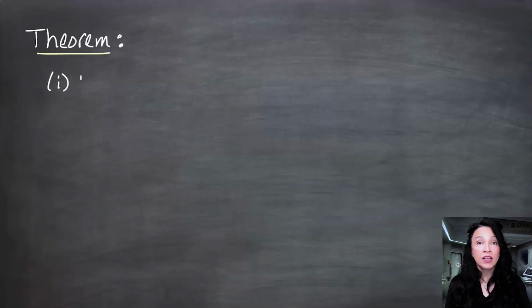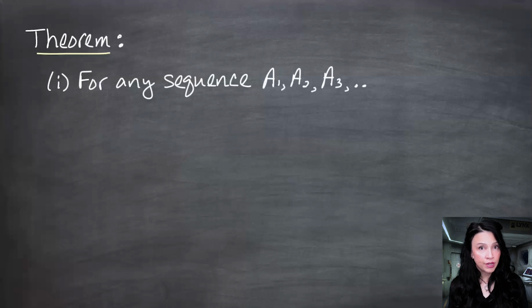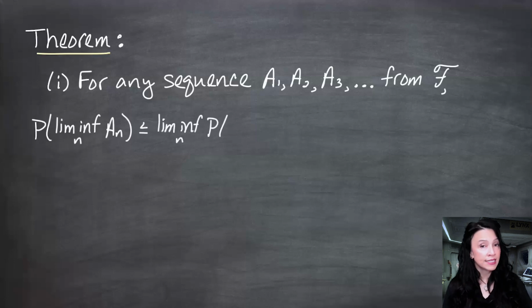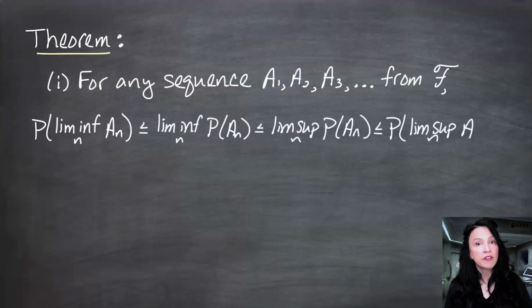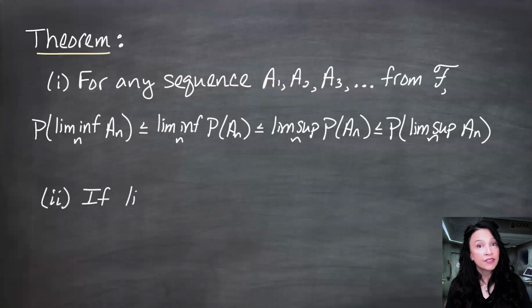But for part 1, I'm going to start with any sequence A1, A2, A3, etc. in the sigma field. And the result here is that the probability measure of the lim-inf of that sequence is less than or equal to the lim-inf of the probability measure of that sequence, is less than or equal to the lim-sup of the probability measure of that sequence, is less than or equal to the probability measure of the lim-sup set.